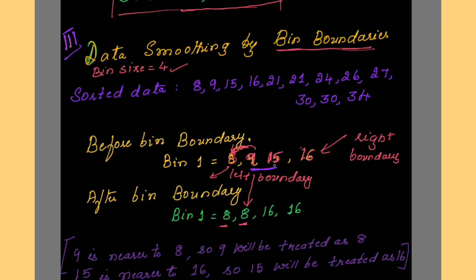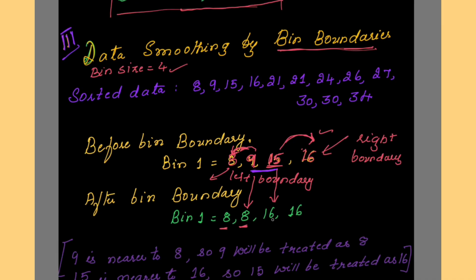And here the next element is 15. This 15 is closer to 16. You compare first with the left boundary only. 15 is not closer to 8 but 15 is closer to 16. So this 15 is now replaced with 16. The right boundary element remains as it is.